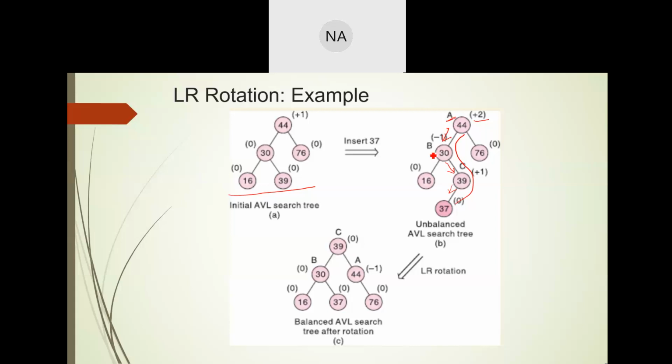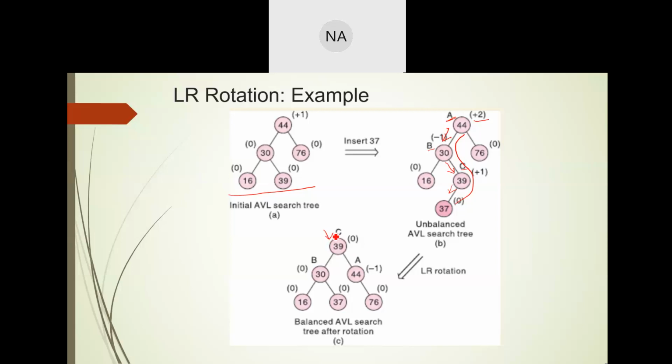So you have identified node A, then identify node B and C. B is the root of the left subtree of node A, and C is the root of the right subtree of node B. Once you have identified nodes A, B, and C, you will perform the LR rotation. In the LR rotation, node C, 39, is made the root.